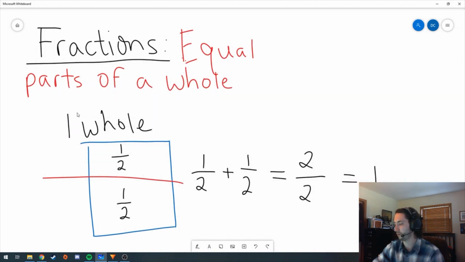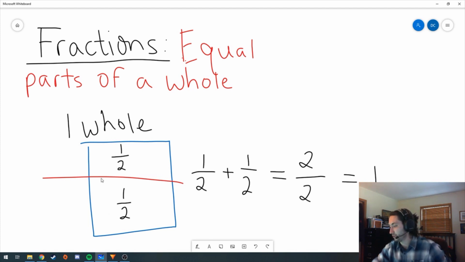Now we have one whole square, and I decided to cut it right down the middle, in half. In doing so, I have divided the square into two equal parts. Now I know they don't look equal, and that's because I'm not very good at drawing straight lines. You're going to have to forgive me.